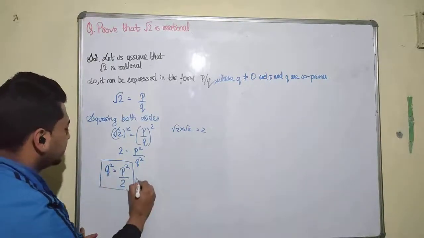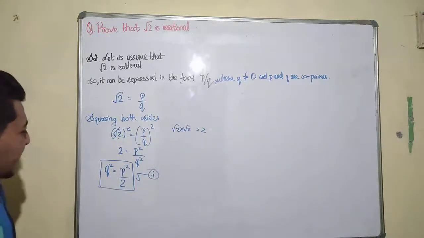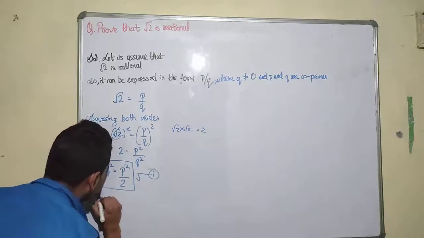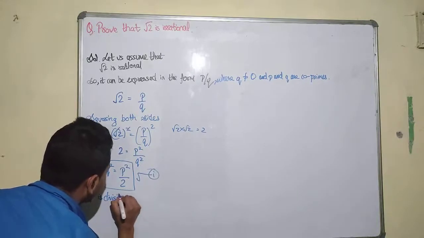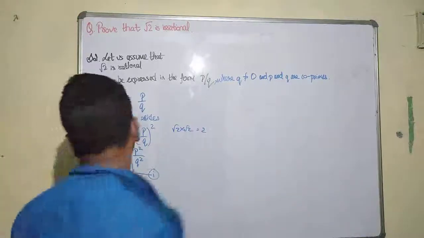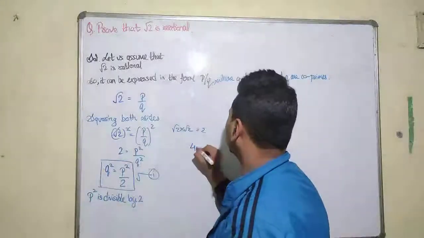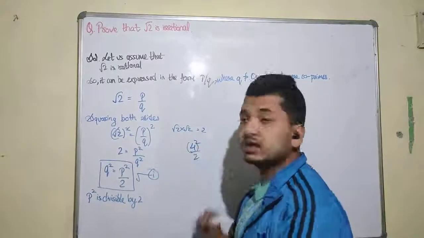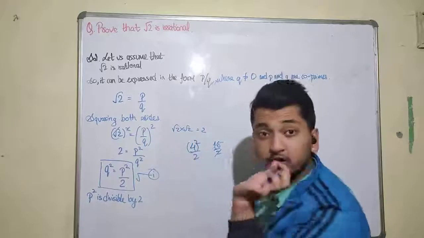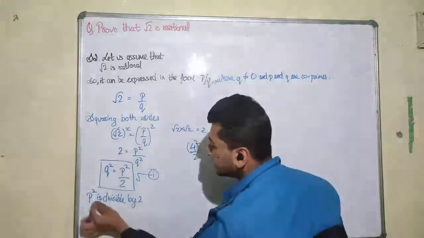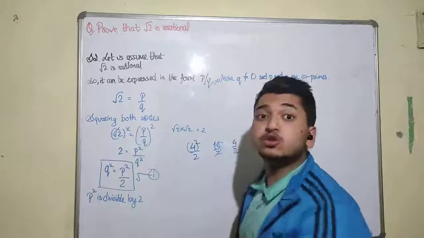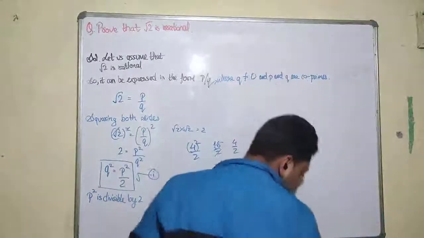So we have our first equation, that is q square is equal to p square by 2. Here we can see that p square is divisible by 2. We'll work with examples. 4 square is 16, which is also divisible by 2, and 4 is also divisible by 2. Instead of p, if we take 4, then 4 square is divisible by 2, and 4 is also divisible by 2.